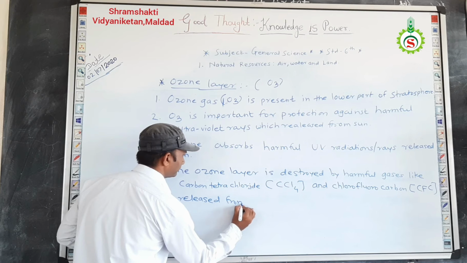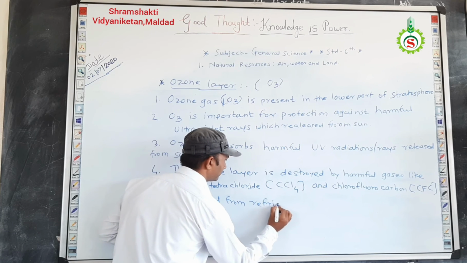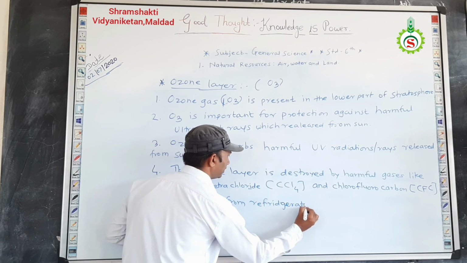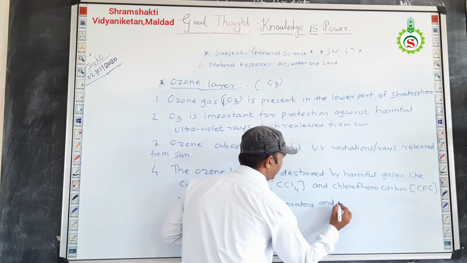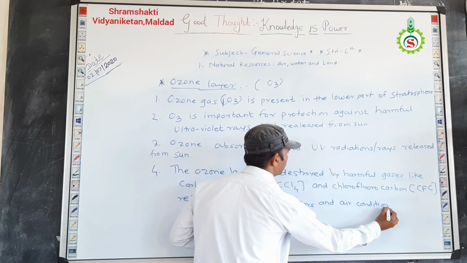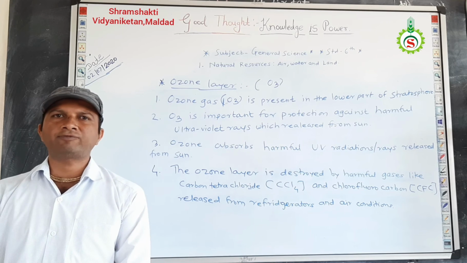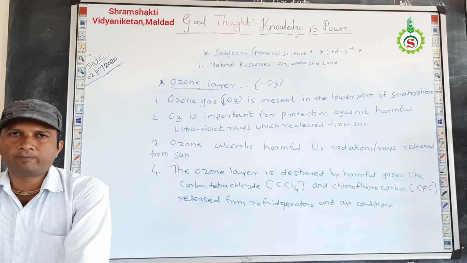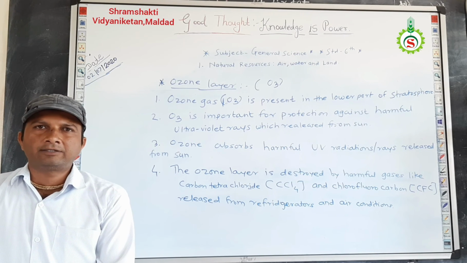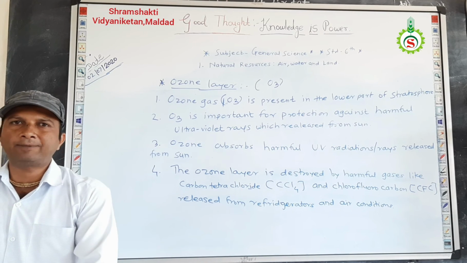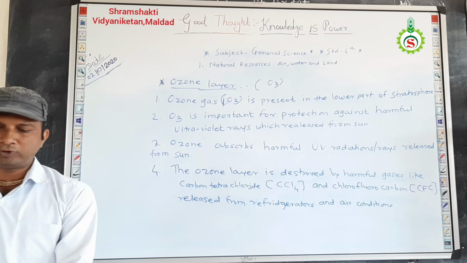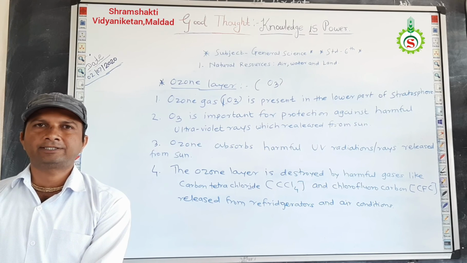Released from refrigerators and ACs, meaning air conditioners. Okay, so everyone should prevent the use of refrigerators and air conditioners at home, because from these devices harmful gases like chlorofluorocarbon as well as carbon tetrachloride are released, and these are harmful to eliminate the ozone layer. Therefore, it is very important that we should not use the air conditioner as well as refrigerators.